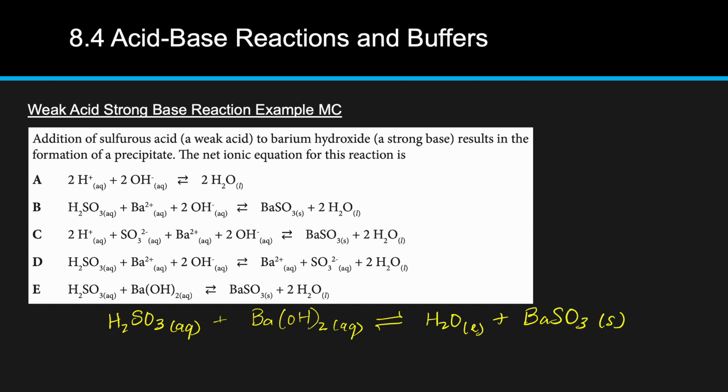So for net ionic equation, liquid and solid does not dissociate. Weak acid does not dissociate. The only thing dissociating is barium hydroxide because it's a strong base. So everything will be the same except we will have Ba2 plus and 2 hydroxides. And oh, sorry, forgot to balance that, H2. So the answer to this question would be B.